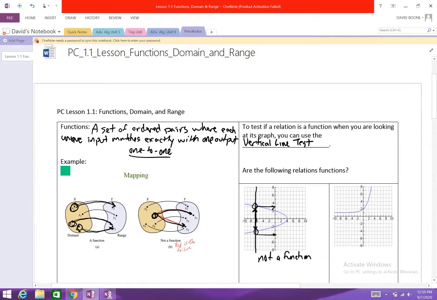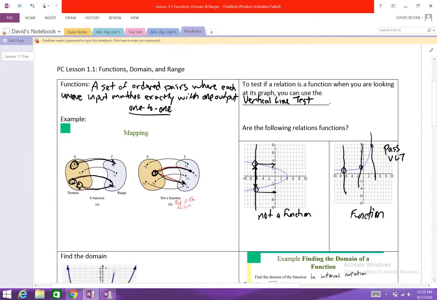In this graph over here, no matter where I draw a vertical line, boom, it only goes through once. Here, only once. Here, only once. So no matter where I draw a vertical line, it only goes through once. So this one does pass the vertical line test, so this one would be a function. All right, so there's some basics just about functions.